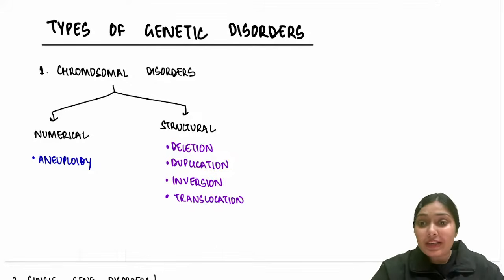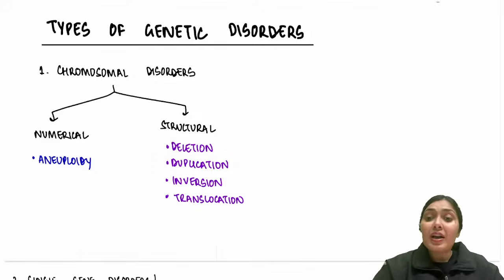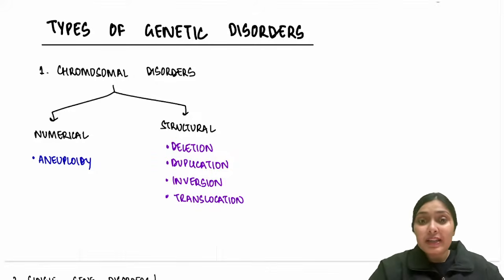If there is a numerical problem, that means instead of 23 pairs of chromosomes, we have a different number. There could be extra chromosomes, there could be fewer chromosomes. So that is a numerical problem. This is known as aneuploidy. Euploidy means 23 pairs of chromosomes. If there is something different than that, that is known as aneuploidy.